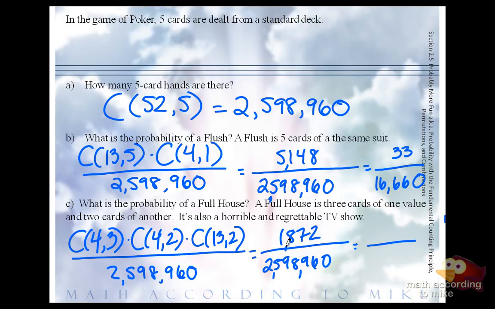All right, and then if you did reduce, which again your calculator may not be able to, you get 3 over 4165.